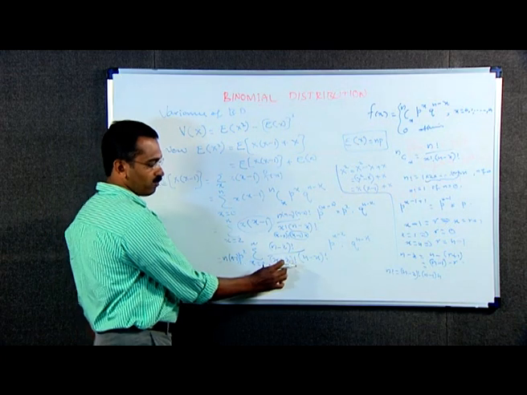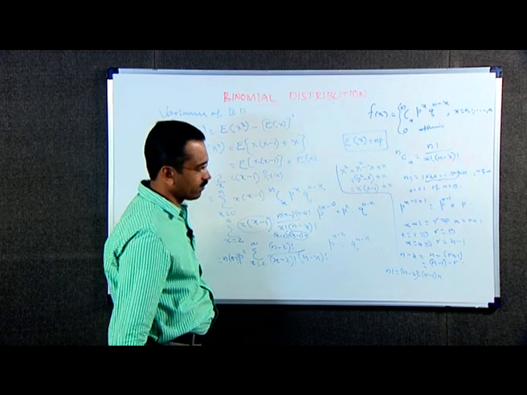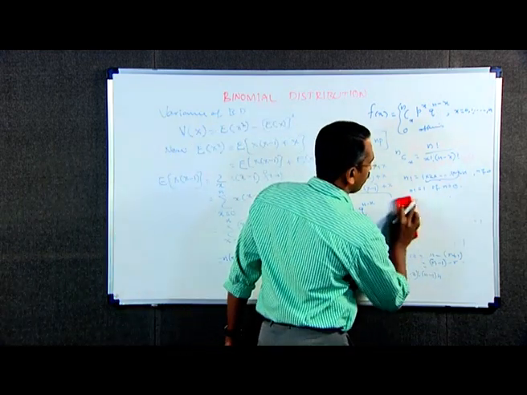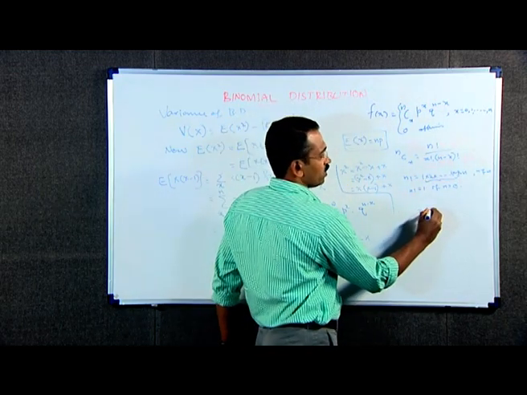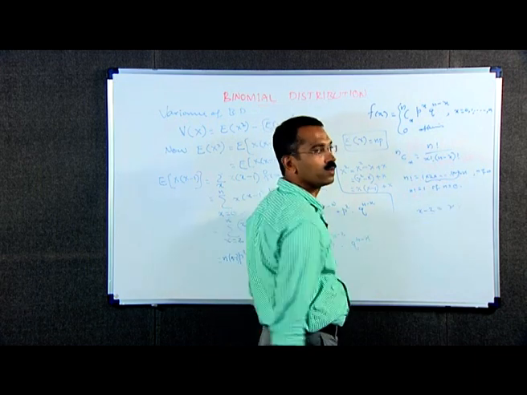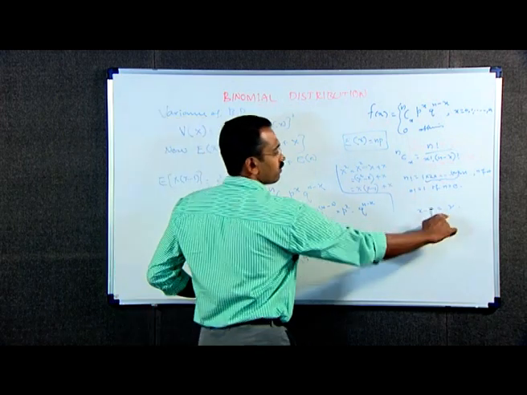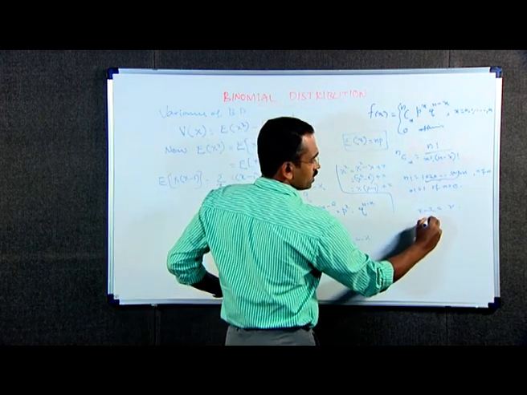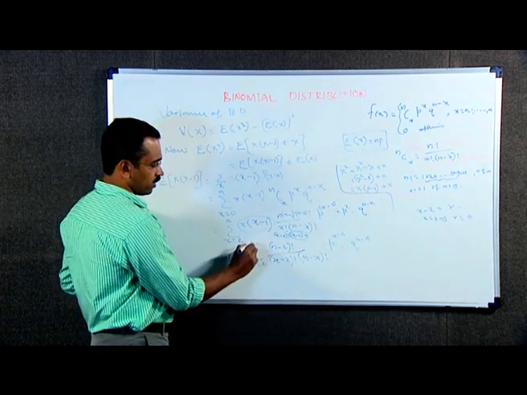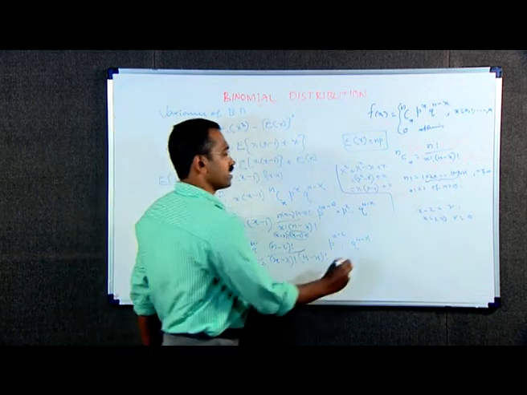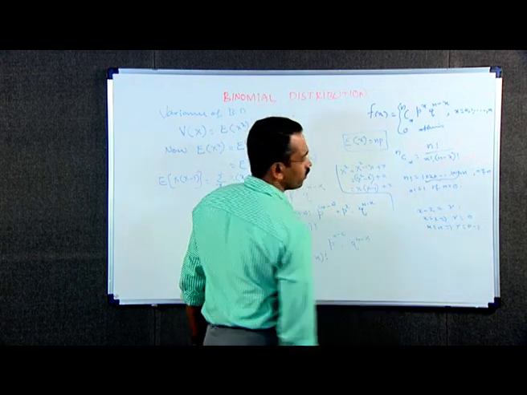Now, we use the substitution x minus 2 equal to r. Then, for x equal to 2, r will become 0. Here the upper limit is n. For x equal to n, r equal to n minus 2.